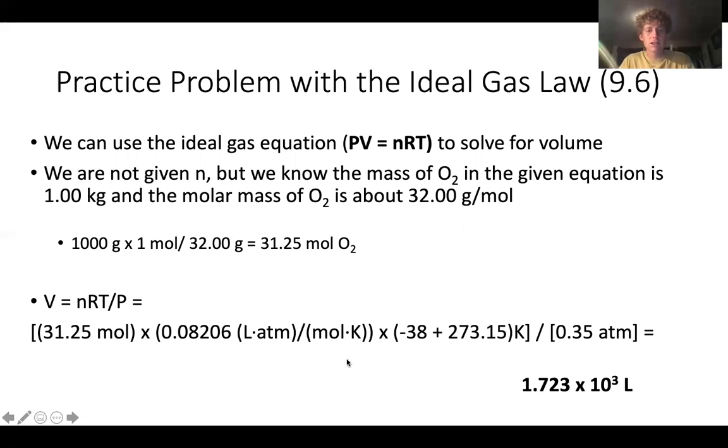So, plug that in: 31.25 times 0.08206, that's the universal gas constant, times your temperature converted to Kelvin. So negative 38 degrees Celsius plus 273.15 gives you the total in Kelvin. Then you divide all that by the pressure, which is 0.35 standard atmospheres. You plug that in the calculator and solve it out: 1.723 times 10 to the third liters.